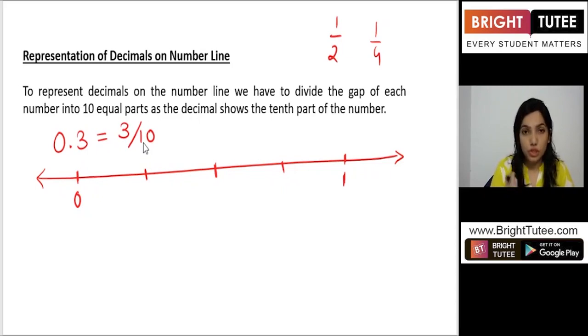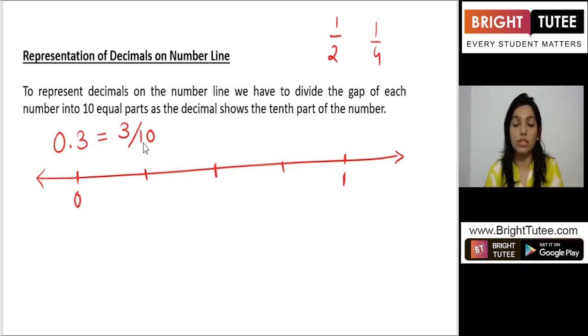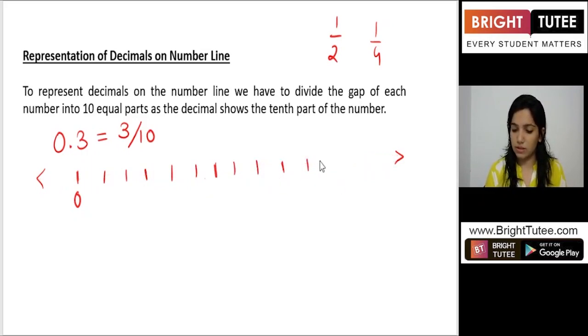The number of divisions between two numbers will depend upon the denominator of the fraction. And here, because the number is 0.3, and 0.3 is basically 3 over 10, what are we going to do? We are going to put 10 divisions between the two numbers 0 and 1. So this is 1, 2, 3, 4, 5, 6, 7, 8, 9 and 10. I think I'll miss it, so let me just redo it.